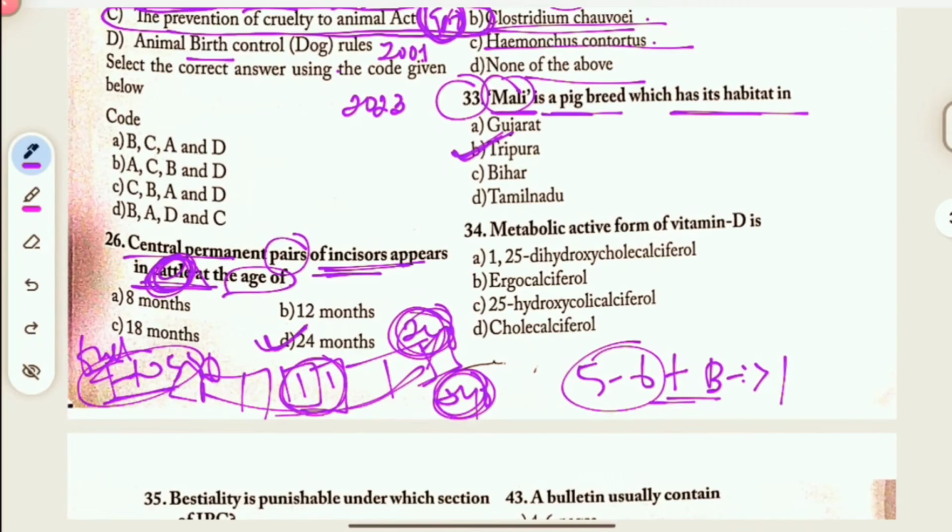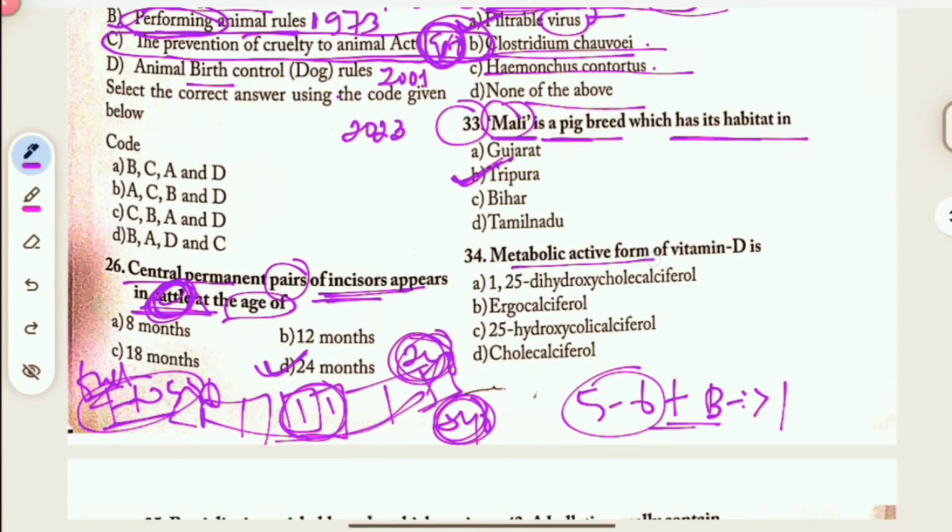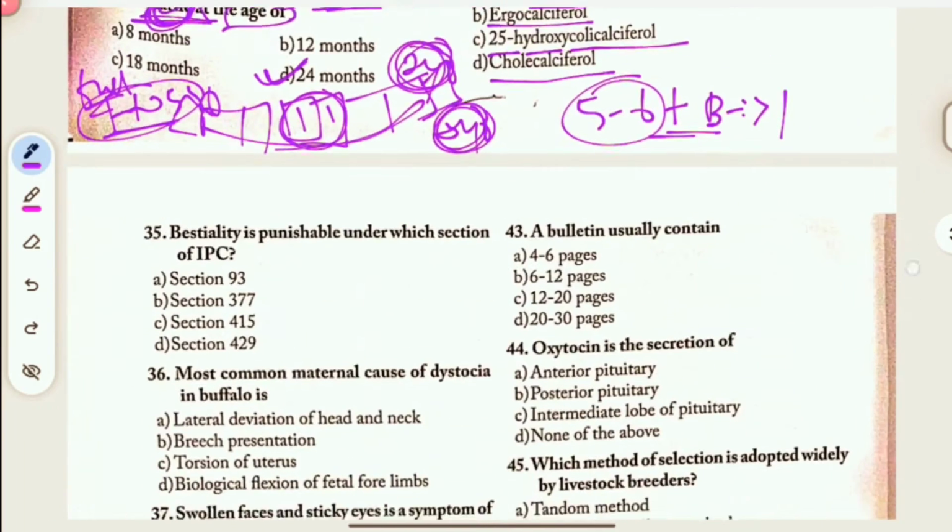It is very difficult for one to remember all these breeds, so nothing can be done. Then the metabolically active form of vitamin D is: ergocalciferol, 25 hydroxy cholecalciferol, cholecalciferol, or 1,25 dihydroxy cholecalciferol. So the answer for this question is option A, 1,25 dihydroxy cholecalciferol.